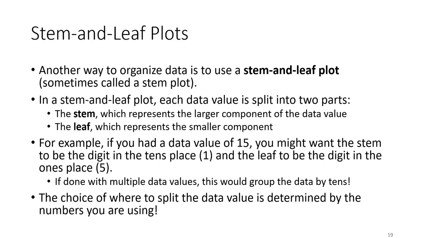If we had multiple values, then this would essentially group all of the data by tens. All of the numbers that started with 1 would be together, all the numbers that started with 2, all the numbers that started with 3, and so on. The choice of where to split the data value is determined by the numbers you're using. If you have a single value with a decimal point, like 4.3, well then maybe you split it by 4 and then 0.3, and so on. So it entirely depends on what numbers you have.